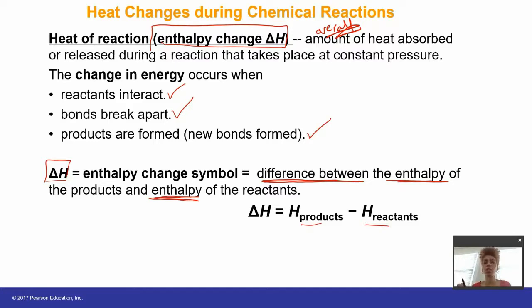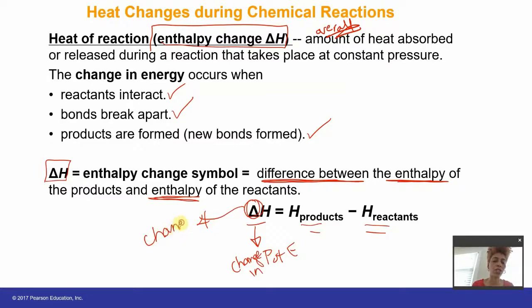There's something called, well, I'll review that in a minute. So it's the potential energy in our reactants and our products. So delta H is considered the change in potential energy between our products and our reactants. Okay, and delta, remember from delta T, means change in. Okay.